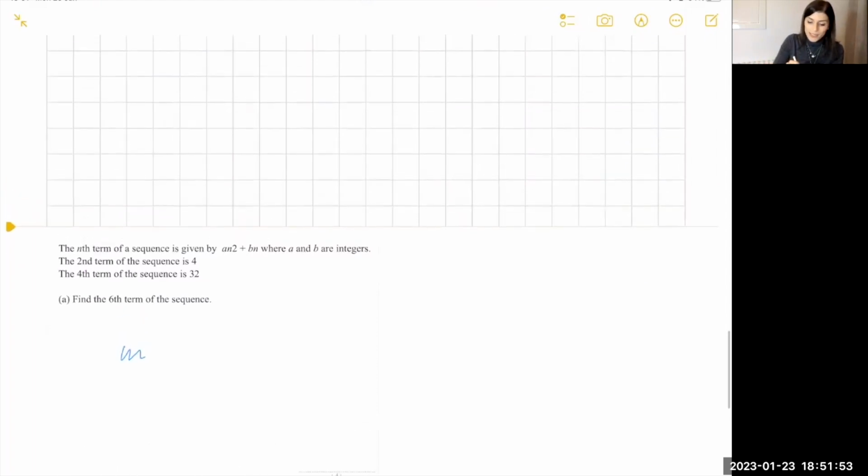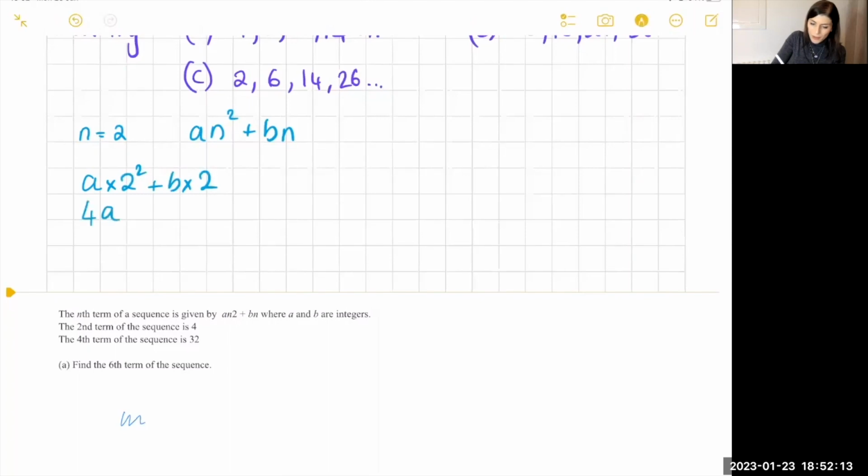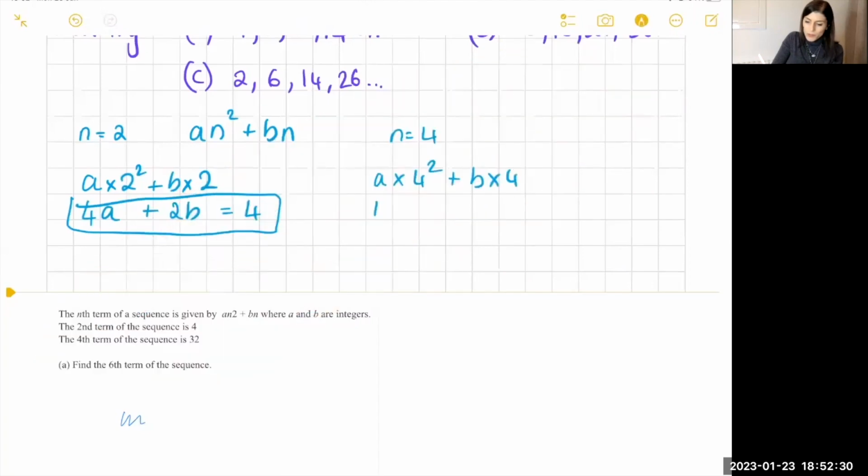So what it says here is the second term of the sequence is 4. That means that n is equal to 2. And you're going to substitute that into the an squared plus bn. So I'm going to do a times 2 squared plus b times 2, which is 4a plus 2b. And we're told that it's equal to 4. So we have an equation here in terms of a and b. The next part says the fourth term, so when n is equal to 4, which gives you 16a plus 4b is equal to 32.